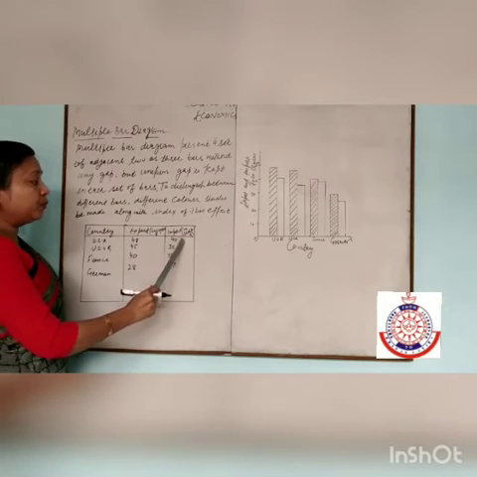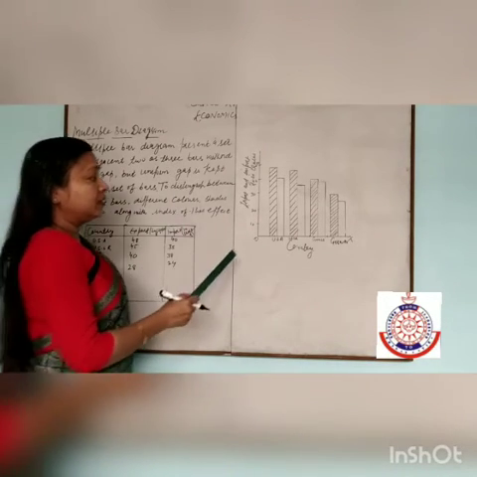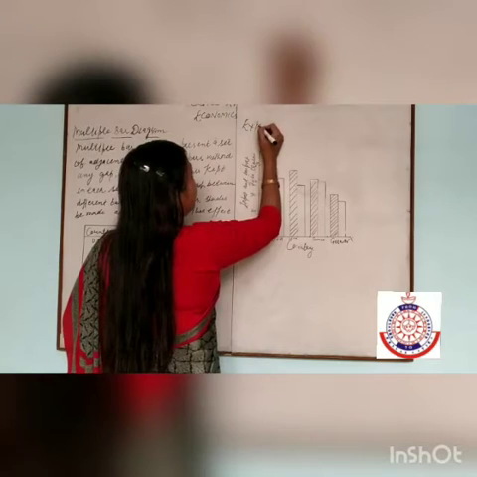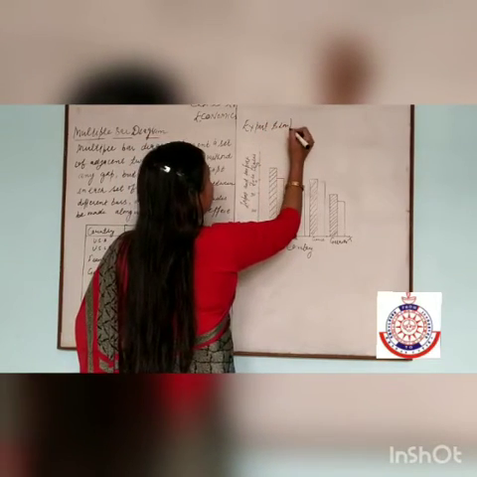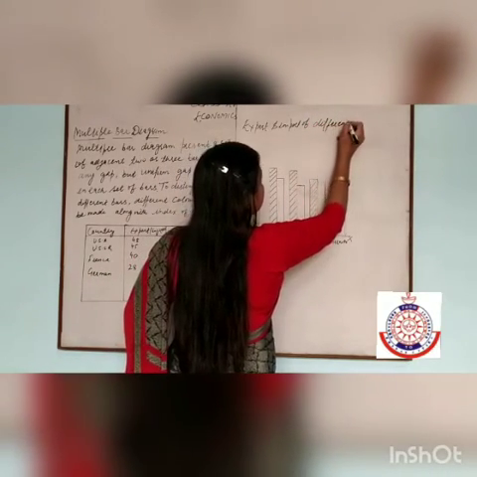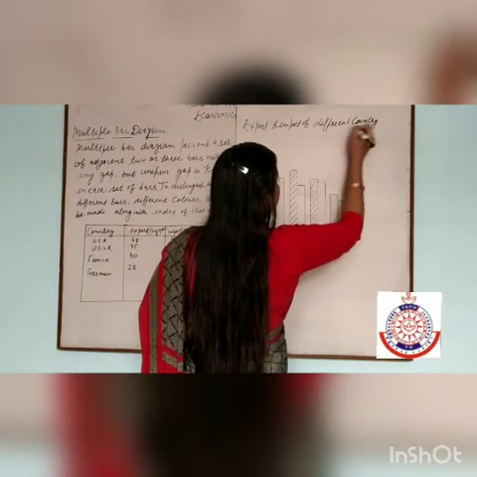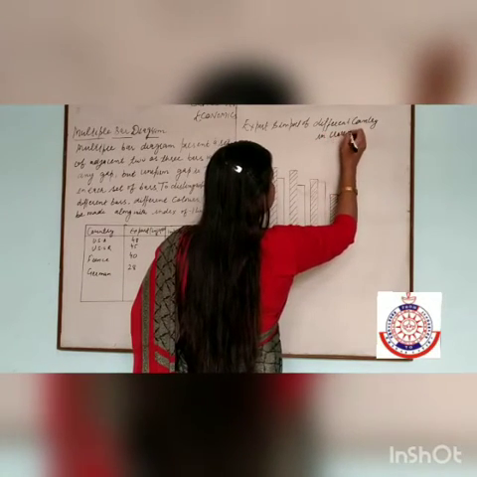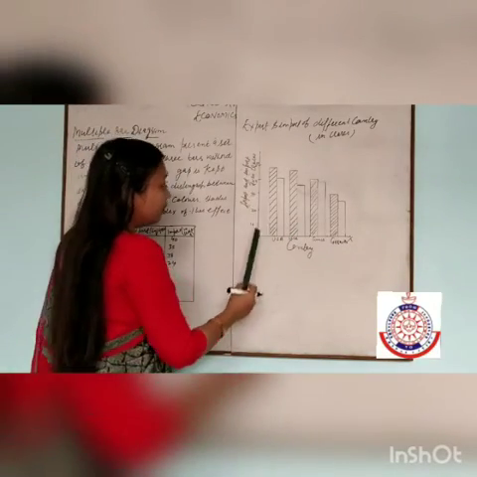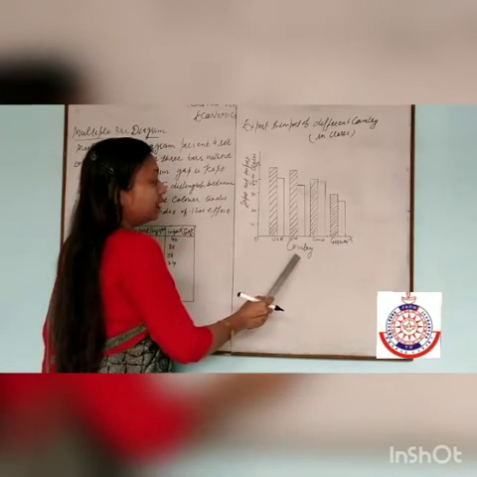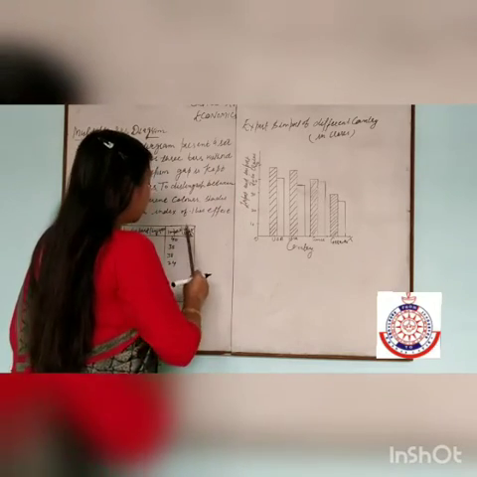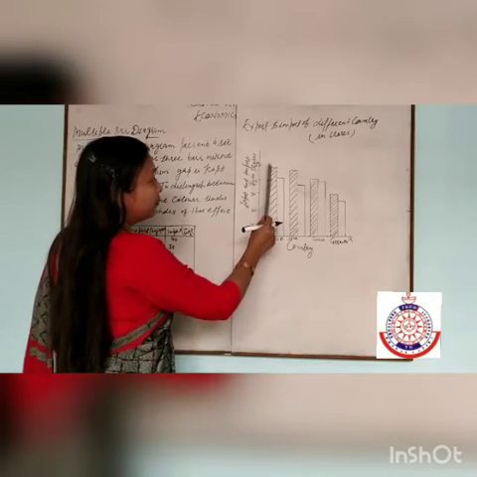export is given here and import is given here in crores. Let's see the diagram. First of all, we will write here export and import of different countries in crores. Then we will make the diagram. On OX axis we have to show the country, on OY axis we will show the export and import. Here export and import are given, we have to make different bars.